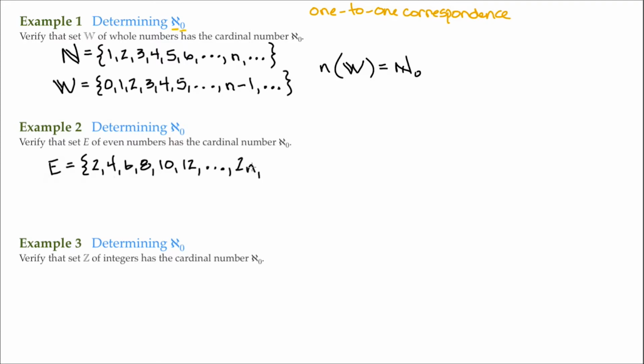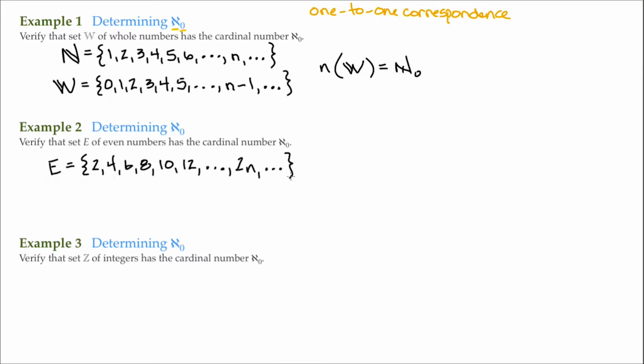So if n, the smallest natural number, is 1, 2 times 1 is 2. The next natural number, that's 2. 2 times 2 is 4. The next natural number is 3. 2 times 3 is 6. So it seems as though this pattern continues. So here we go.